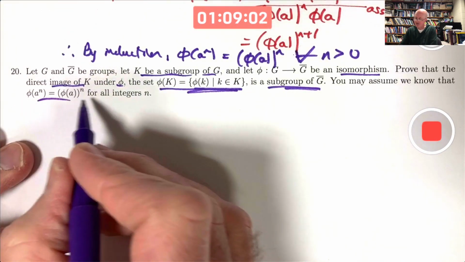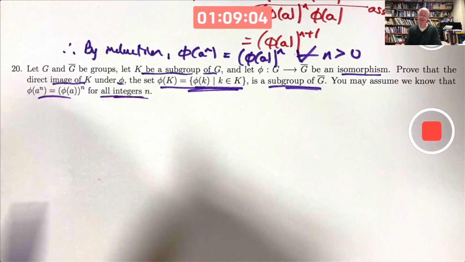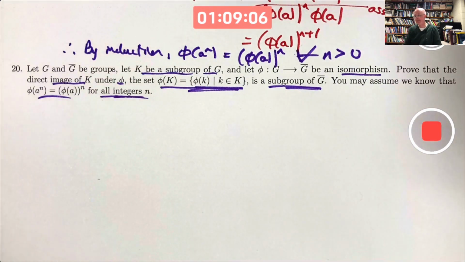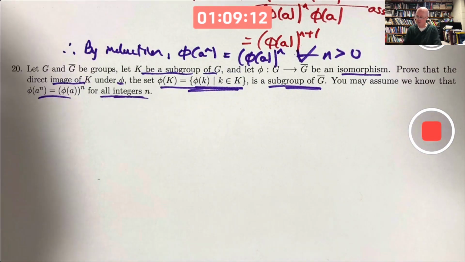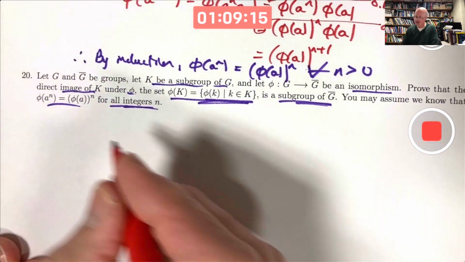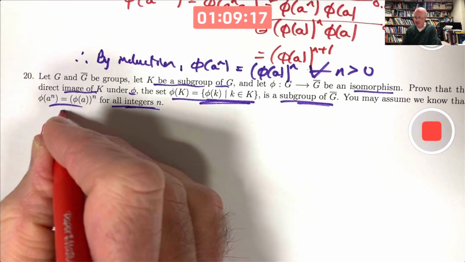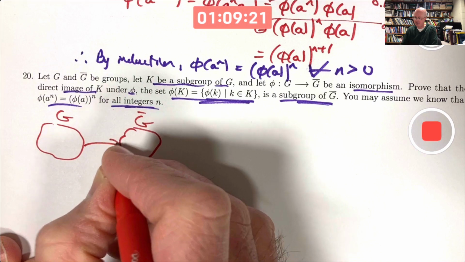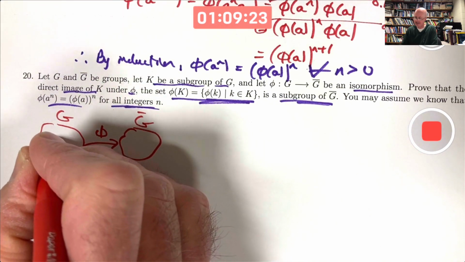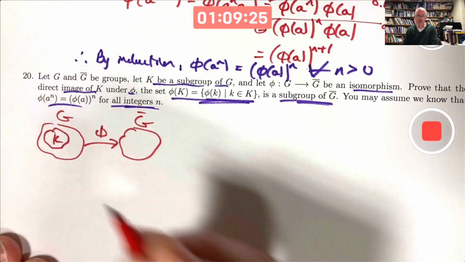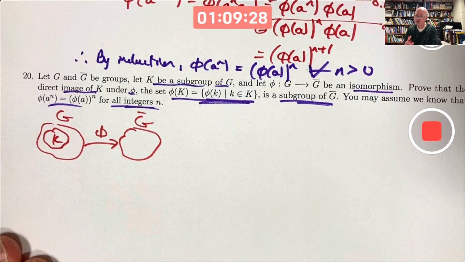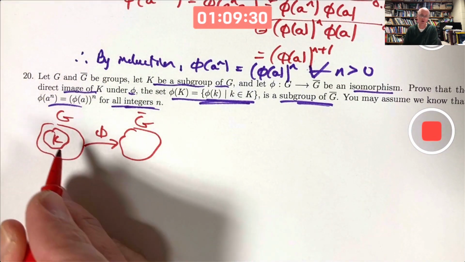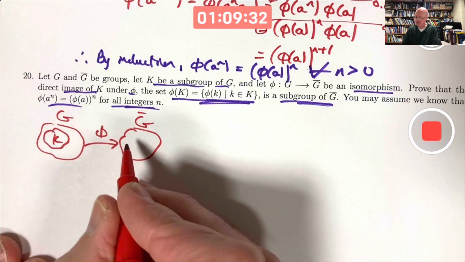This equation is actually true again, even if n is negative or 0. And we'll actually need it when n is negative if we want to use the one-step subgroup test, which we do want to use. Visually, you can imagine G as being like a blob here and G bar as being a blob here. And phi is mapping G to G bar, and K is some subgroup of G, not just a subset, but also a subgroup under the same operation. And so it would also include, for example, the identity element.